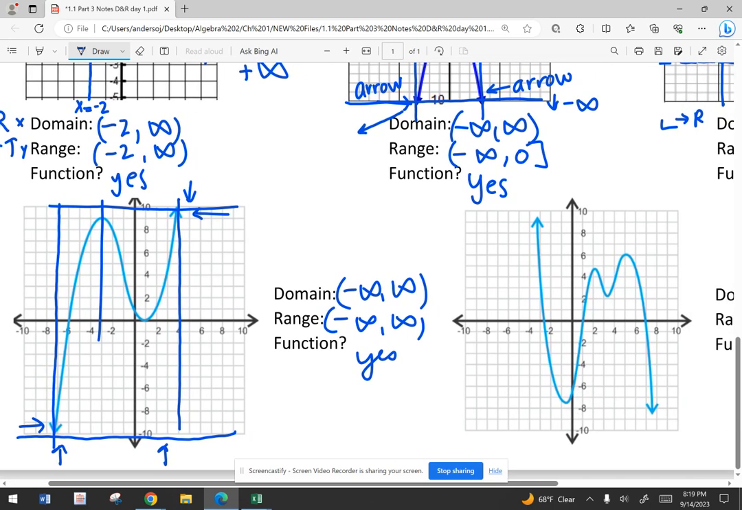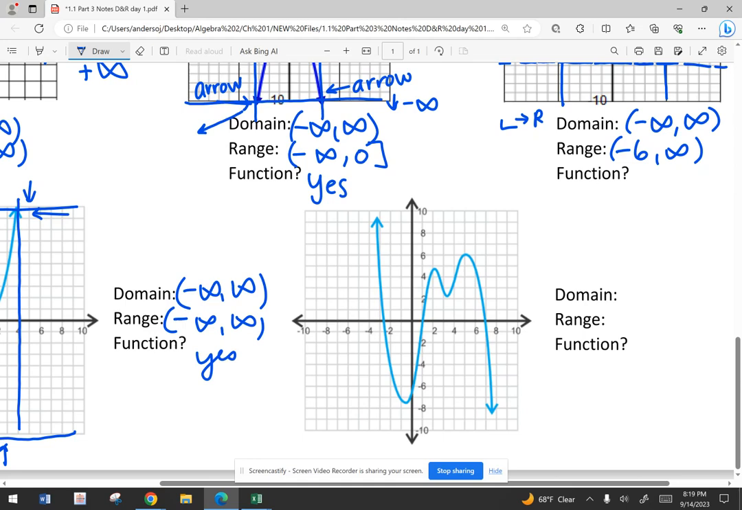This one's very similar. When you look at this one, farthest on the left, hit an arrow. Farthest on the right, we hit an arrow. Farthest on the bottom, we hit an arrow. Farthest on the top, we hit an arrow. What I don't want you to get confused is this point right here.